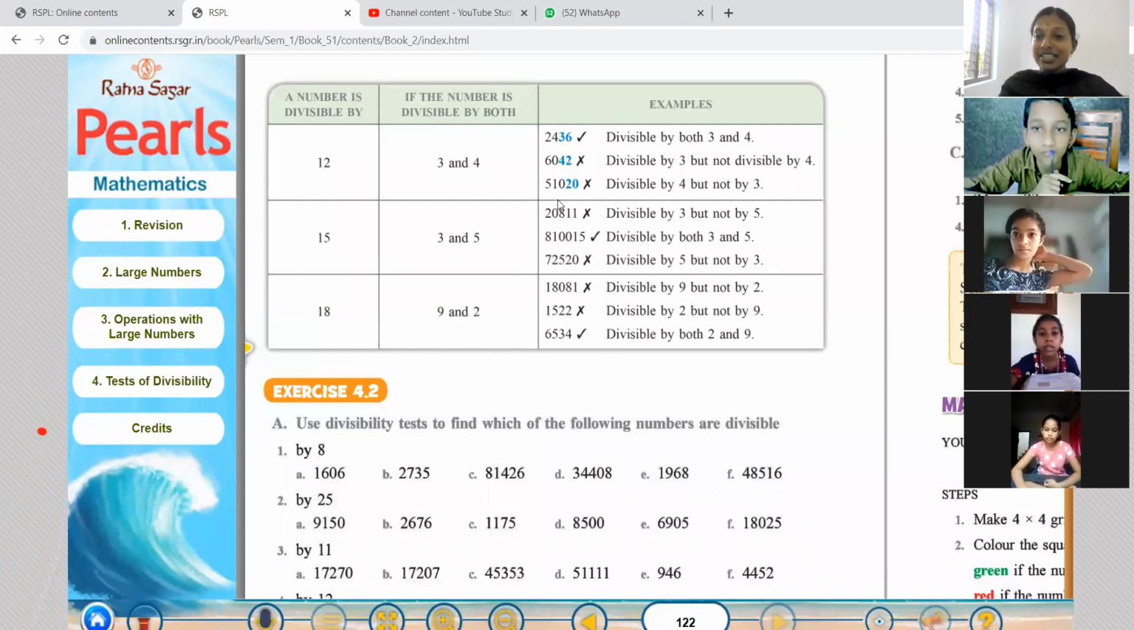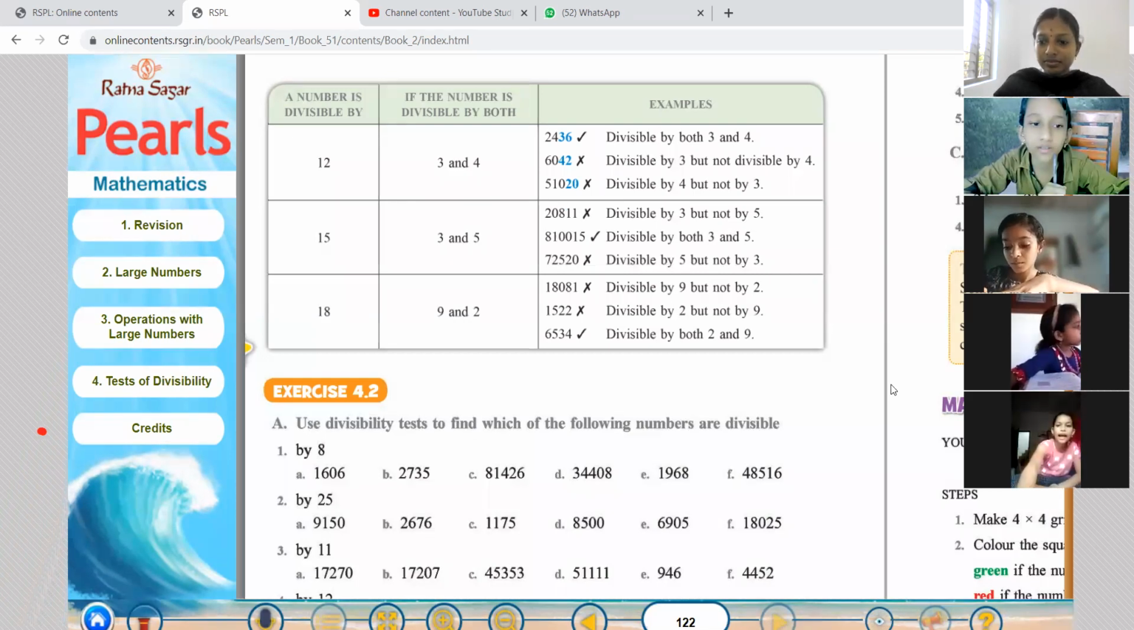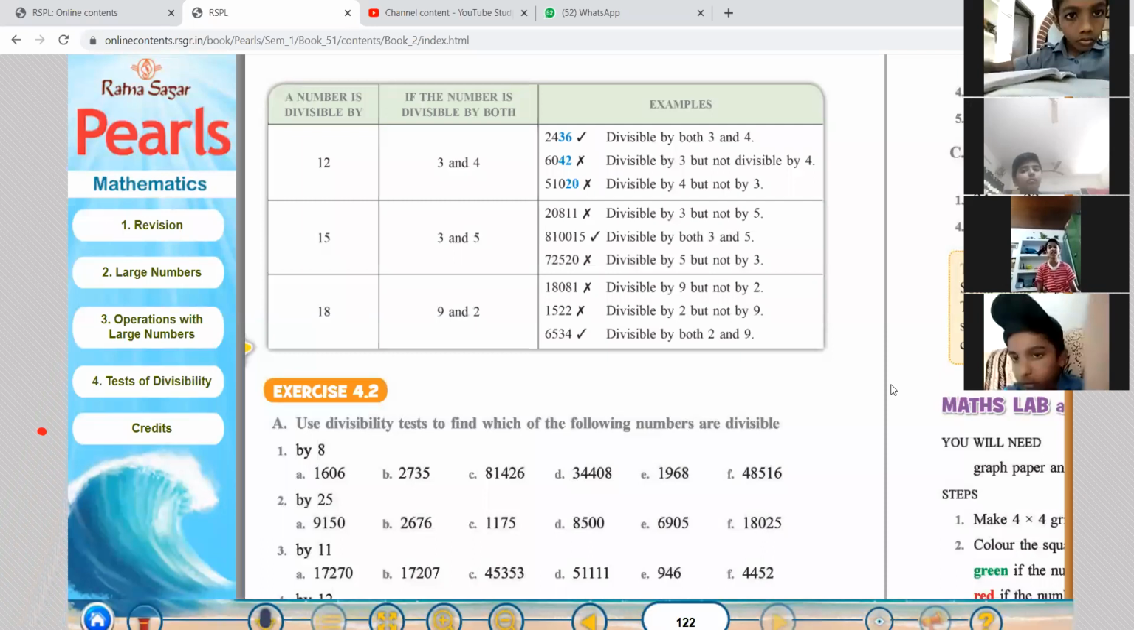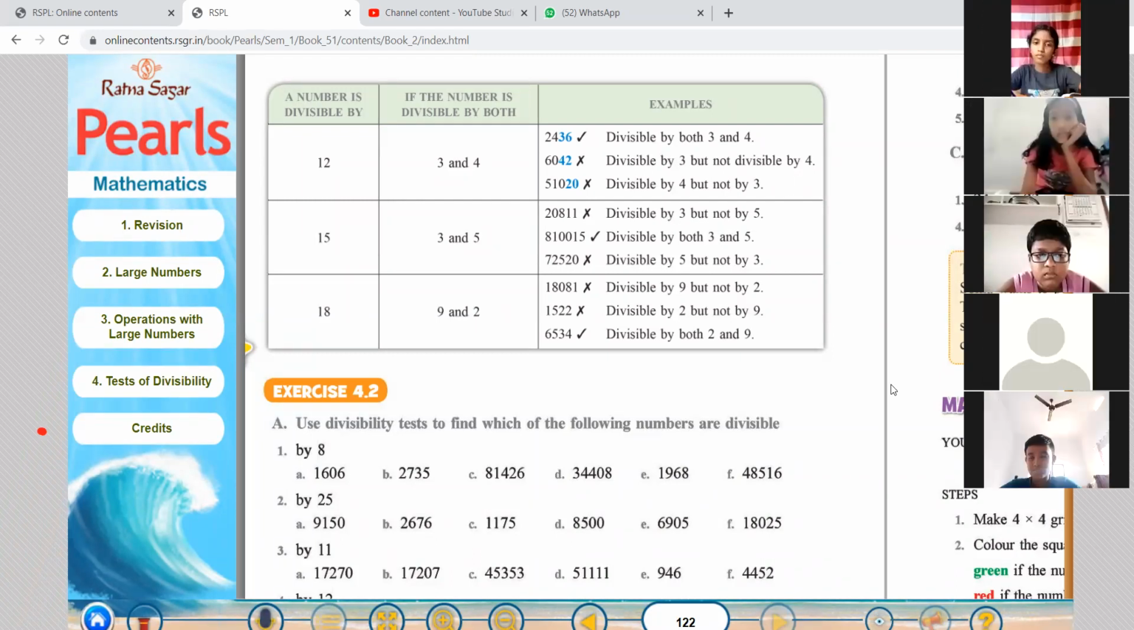In this case, it is very simple. We know the divisibility by 5. How will you say a number is divisible by 5? The last digit should be 0 or 5.